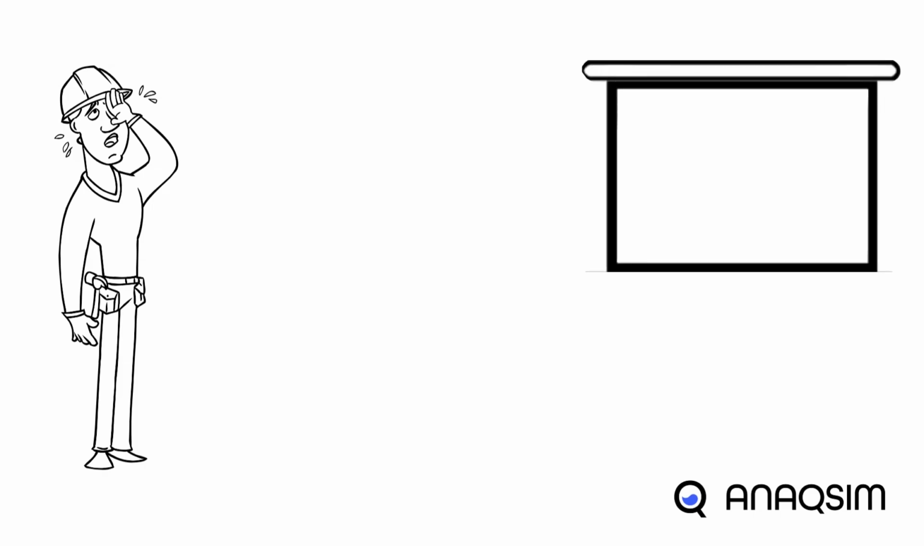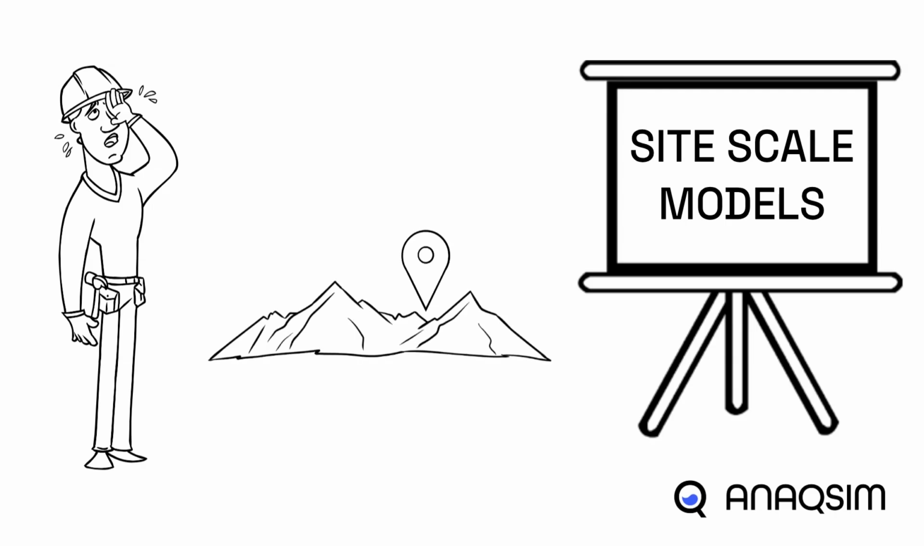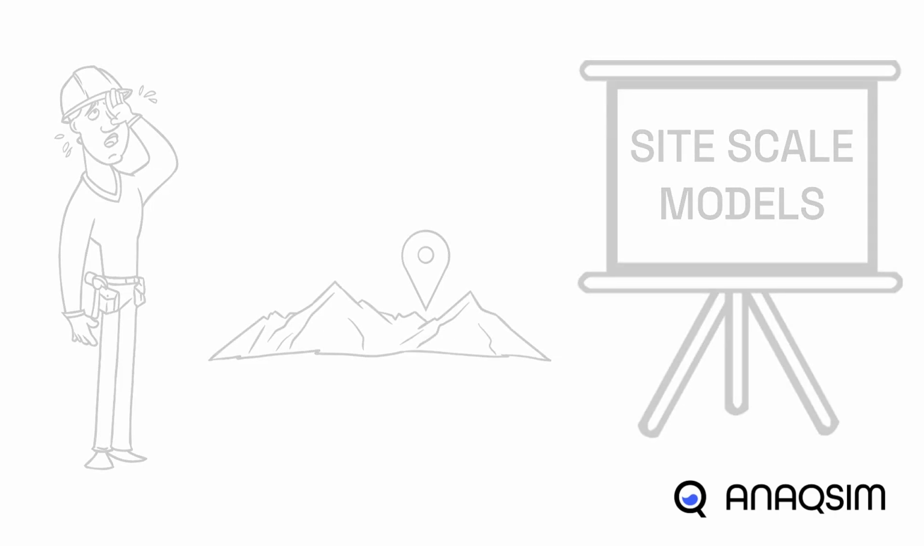Here's the key takeaway. Site-scale models are best for site-scale projects. You don't need a regional-scale groundwater model to solve a site-specific problem. Instead, you need a model that works with the data you have, one that's fast, flexible, and focused on what matters most, predicting how your design will interact with groundwater at your site.